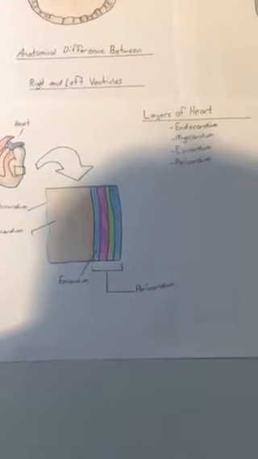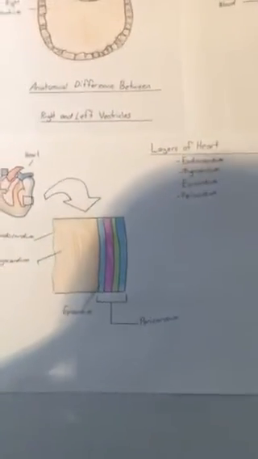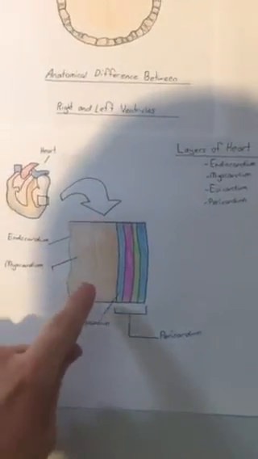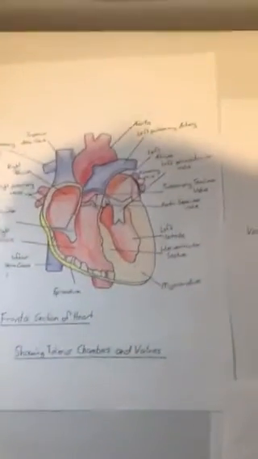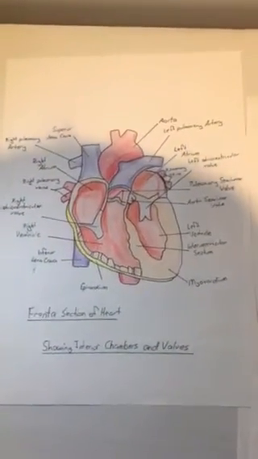The heart is one of the main organs in the cardiovascular system. The heart consists of four layers: the endocardium, the myocardium, the epicardium, and the pericardium. The heart is a muscle which consists of four chambers: the two ventricles and the two atria.